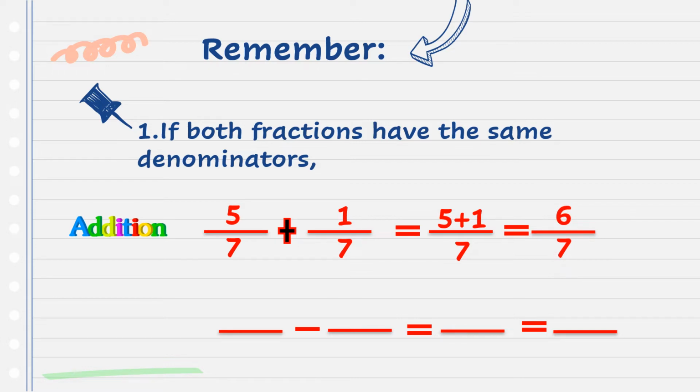Now we have an example for subtraction. Here we are going to subtract 5/7 and 1/7. Again, we are going to subtract the numerators and just copy the denominators, and so the answer is 4/7.